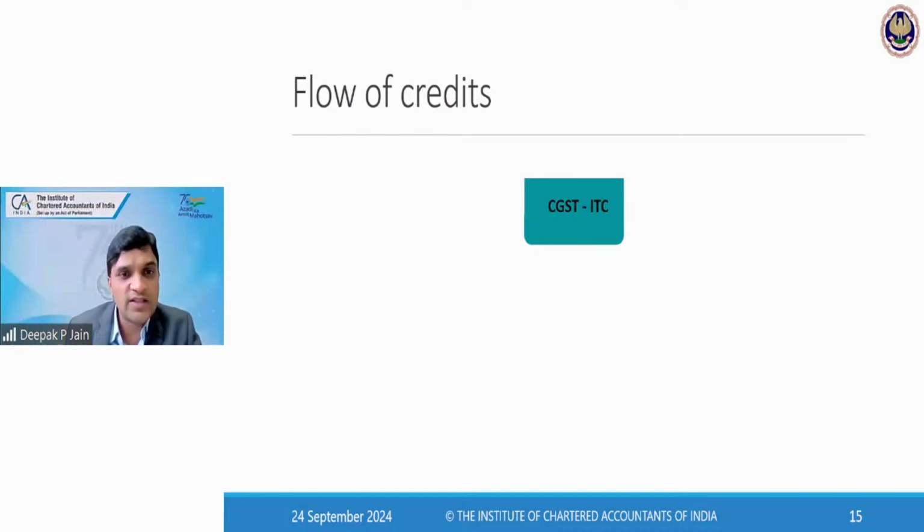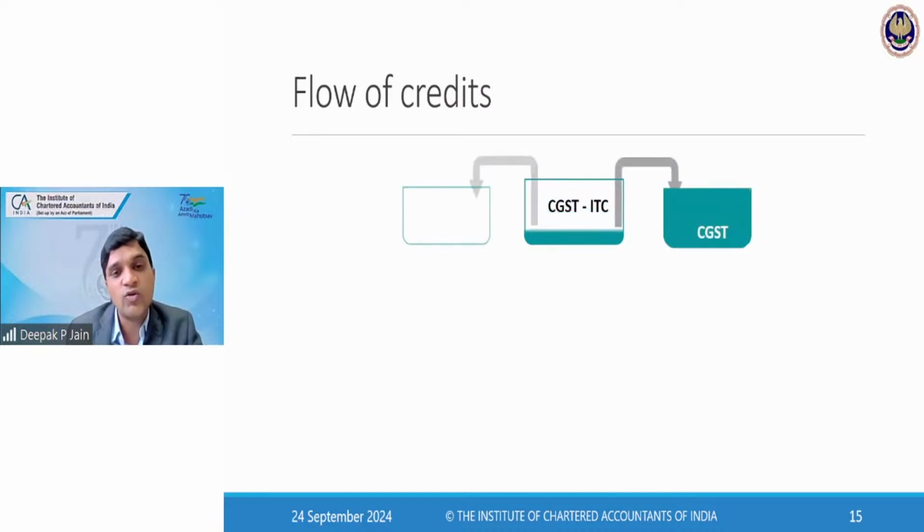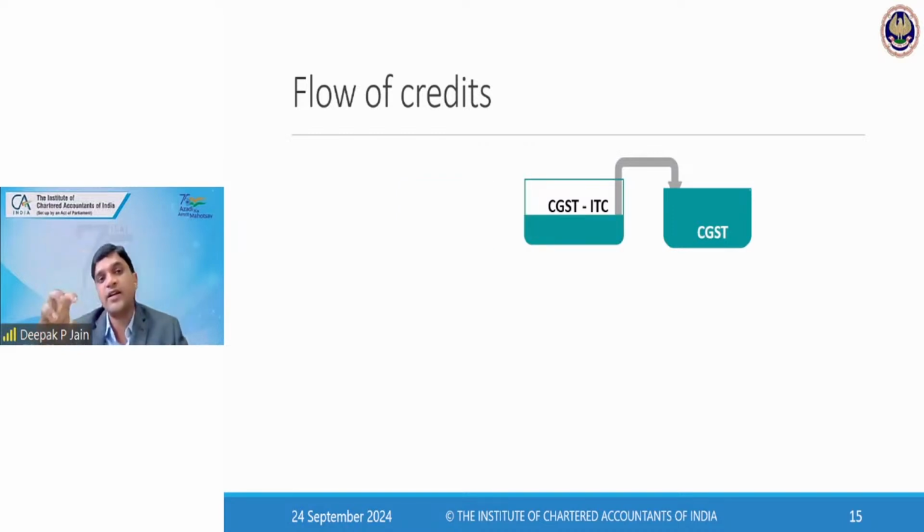What can I do with this CGST ITC ledger? I can utilize it for payment of my output tax of CGST, and then even if something is still left out. Okay, so ITC, it's like a bucket full of water you have. You can use it for offsetting your liability. What kind of liability? You will have three types of liabilities, right? CGST, SGST, and IGST. So you can utilize this for offsetting your CGST.